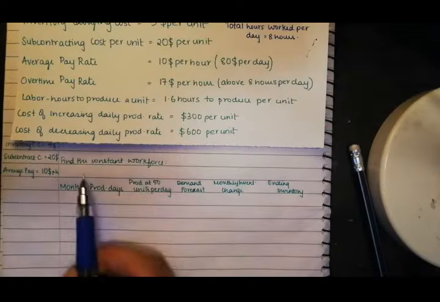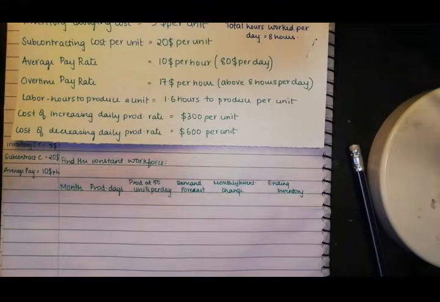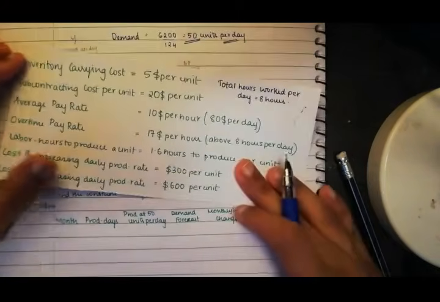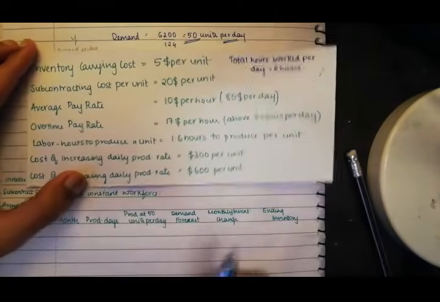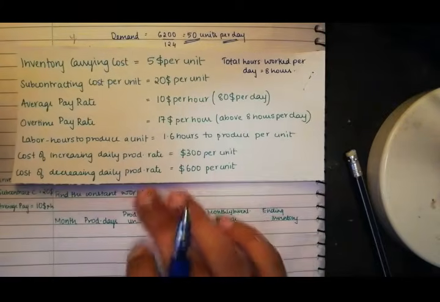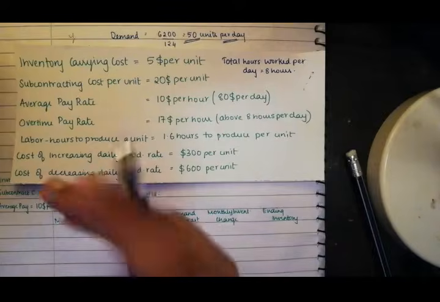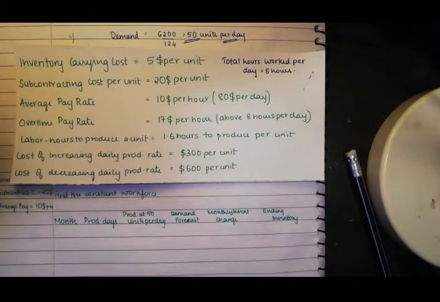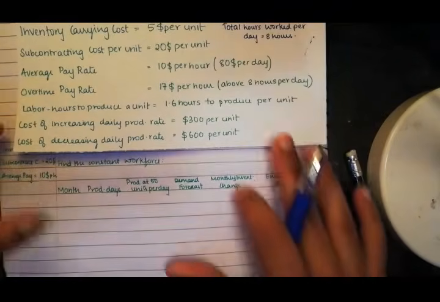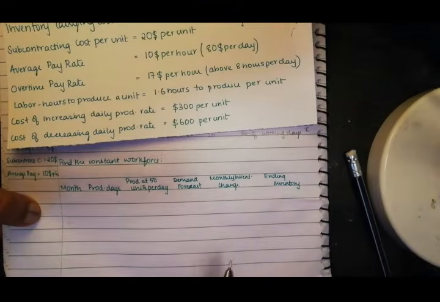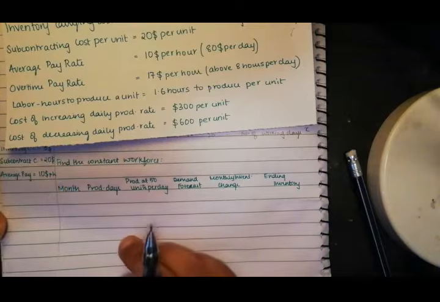Okay, so now we're going to find the constant workforce, right? To find the constant workforce, we can't only use the data that's given to us. We need an additional set of data, which is the cost data. These variables tell us the cost for holding inventory, the average pay rate, and so forth. But for plan 1, we don't need all of them. We're just going to use some of it. In your exam, you'll be getting this kind of a spreadsheet, and you'll have to fill in the data. So let's go step by step.